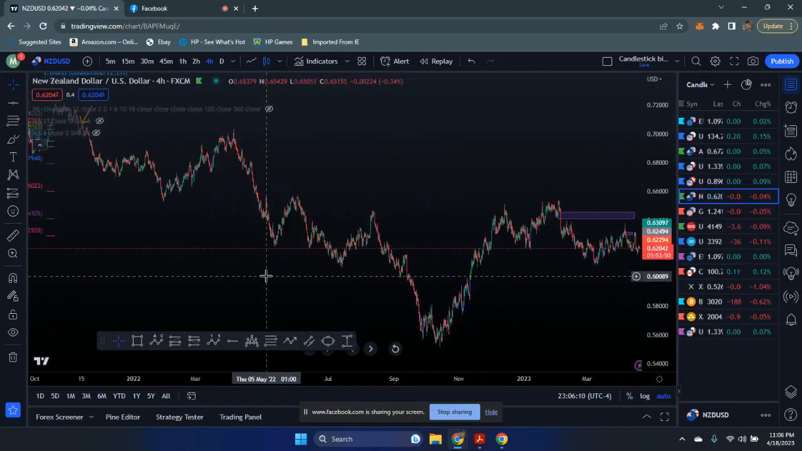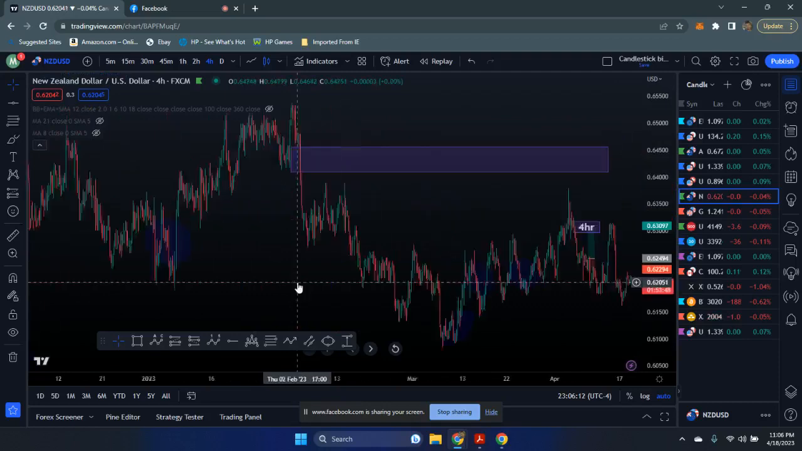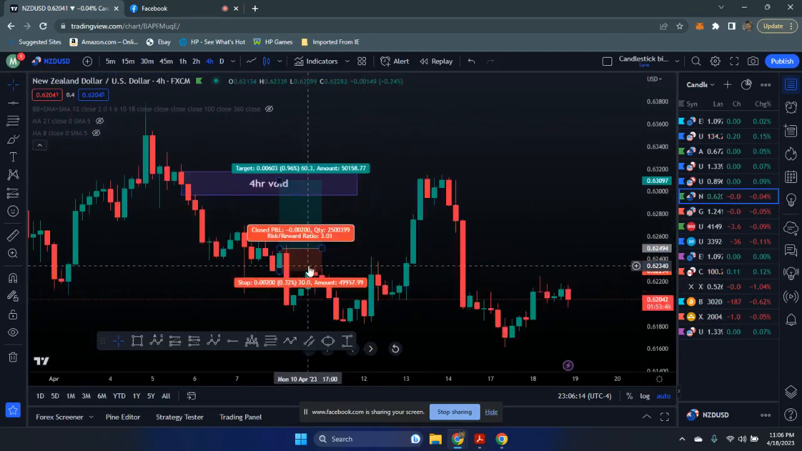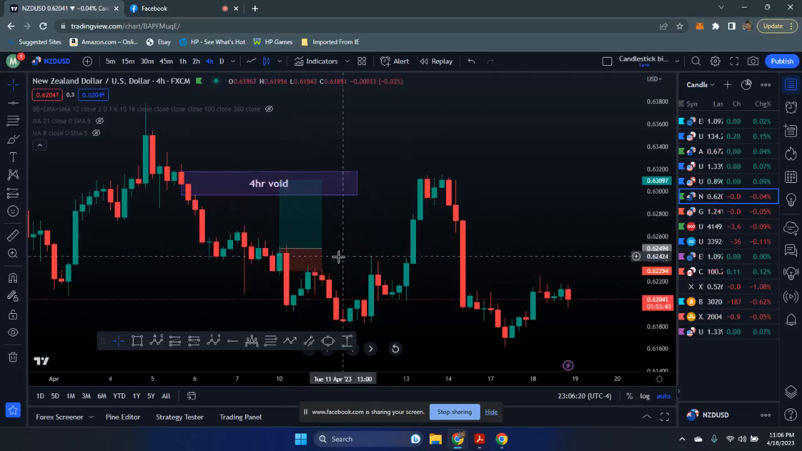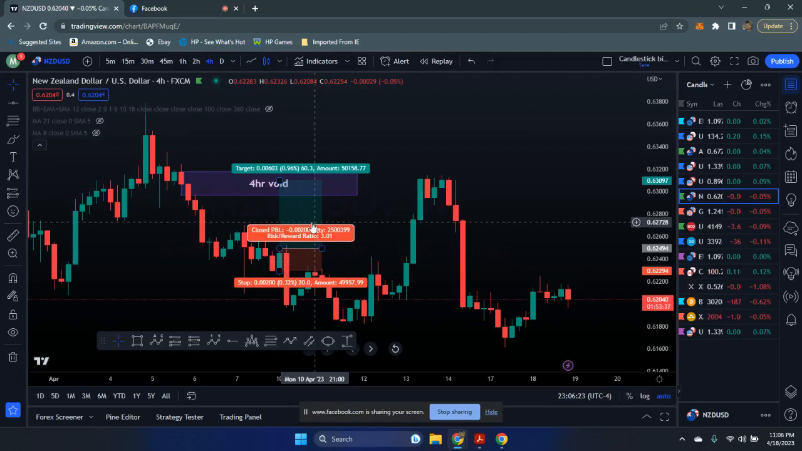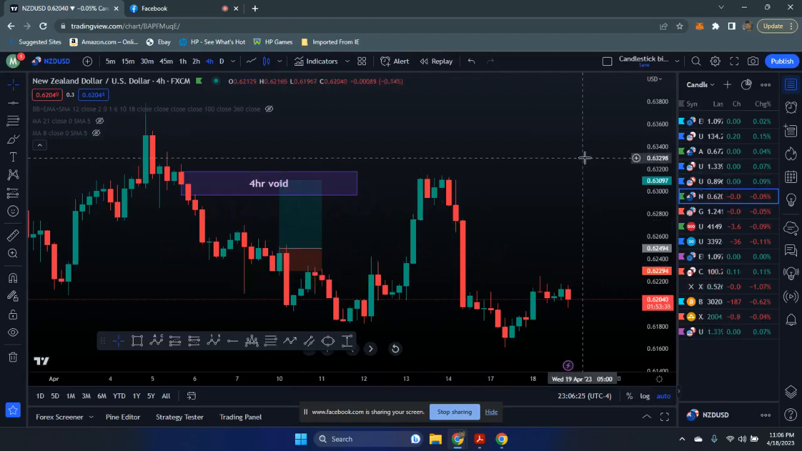So risking $20 to make $60. In this case, it was risking $2 if you want a 0.01 lot to make $6, $20 to make $60, $2,000 to make $6,000. Once you start getting up there.